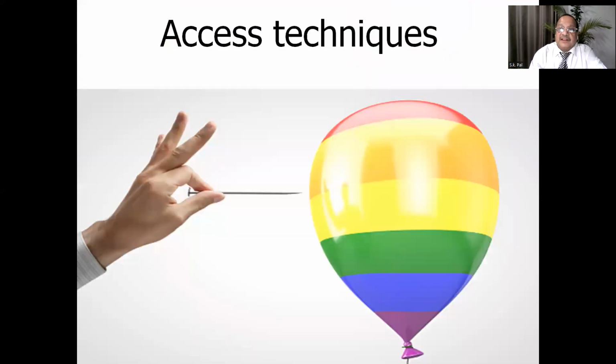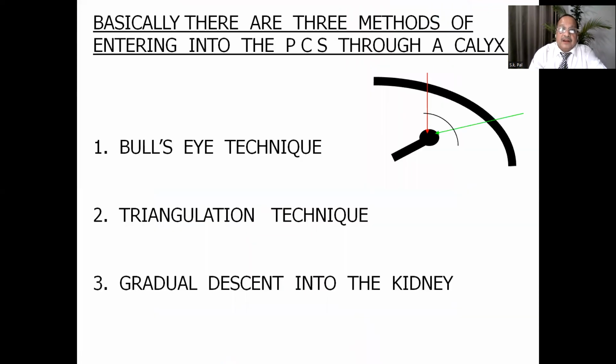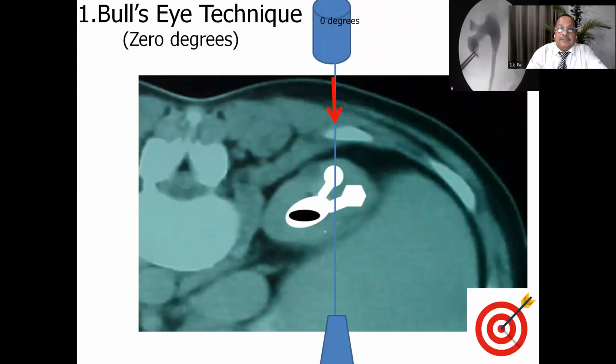This is the crux of PCNL access. Now, what are the techniques to enter into the pelvicalyceal system? There are three popular techniques: bullseye technique, triangulation technique and gradual descent technique, which we will discuss one by one. In bullseye technique, you can position the C-arm at 0 degree. This will be the target which will be seen.